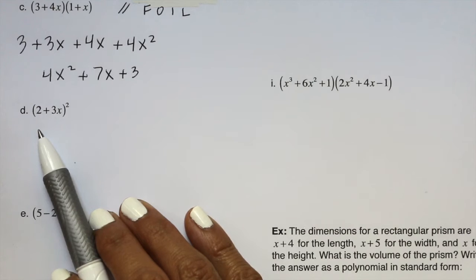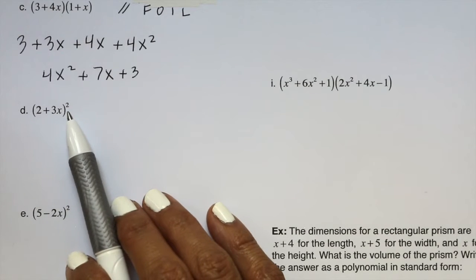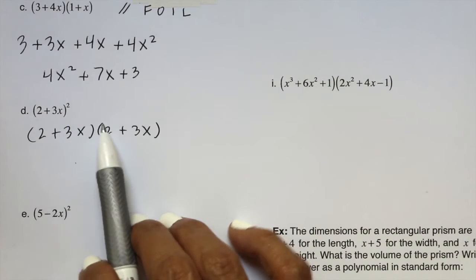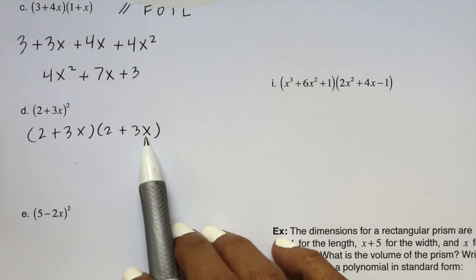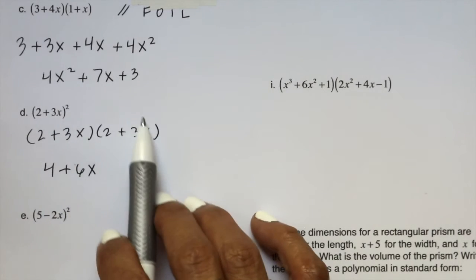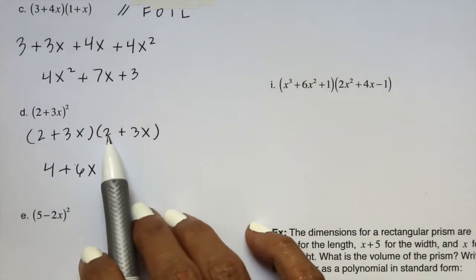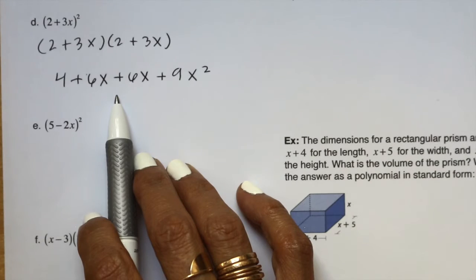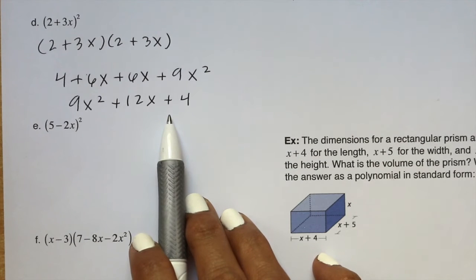For this next example, we have 2 plus 3x quantity squared. So before you multiply, you need to rewrite it as 2 plus 3x times itself, 2 plus 3x. So now we're going to FOIL. First is 2 times 2 makes 4. Outer is going to make 6x. Inner is also going to make 6x. And last is going to make 9x squared. Finally, we just want to rewrite this and combine like terms. So there's our final answer.